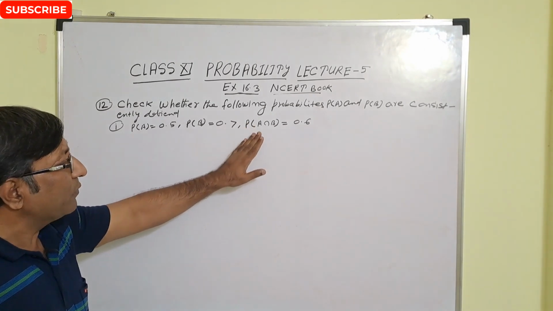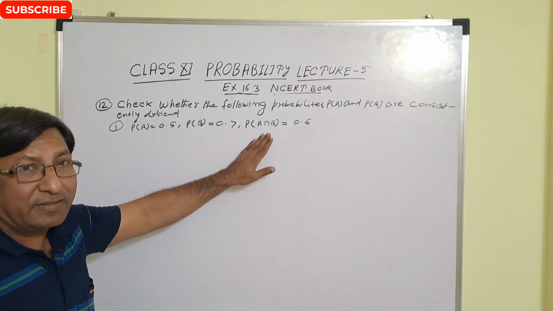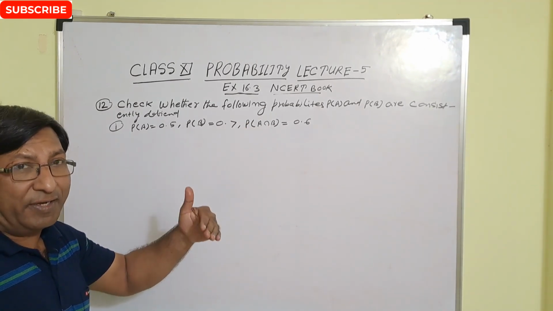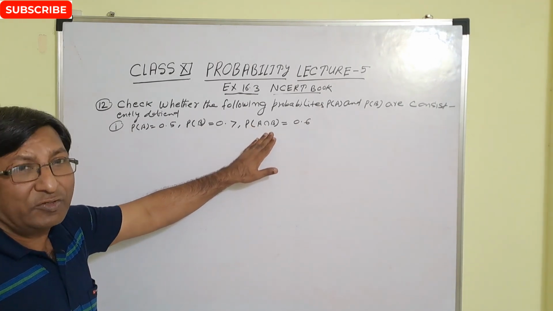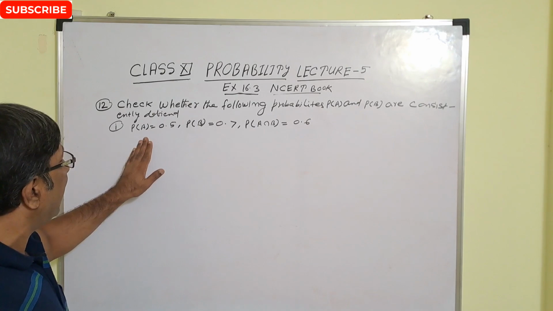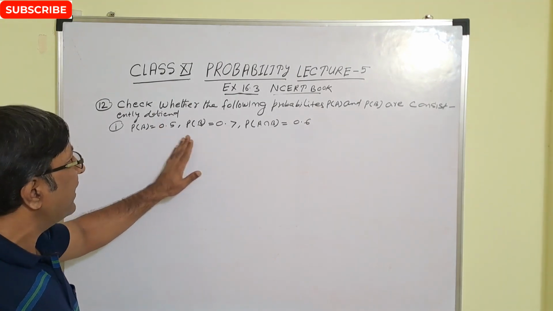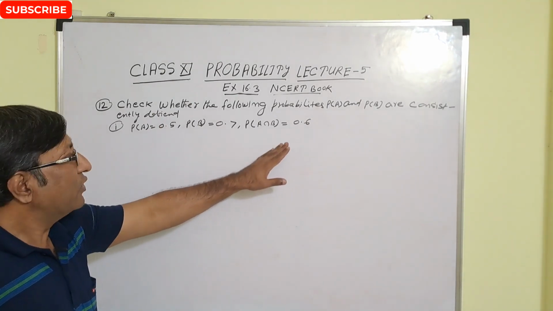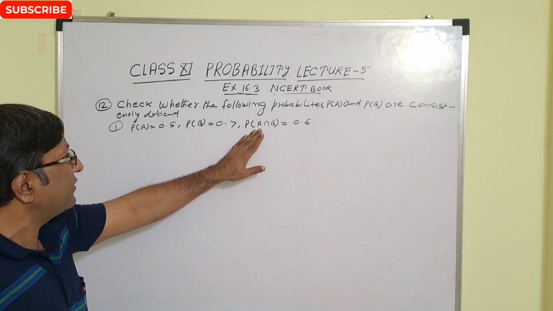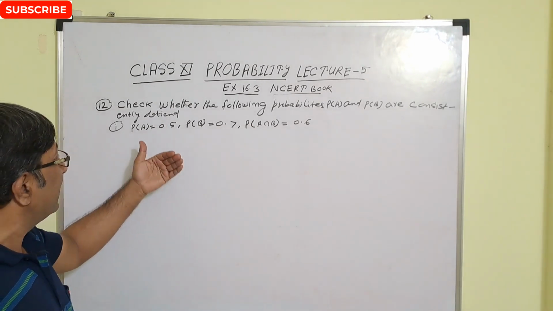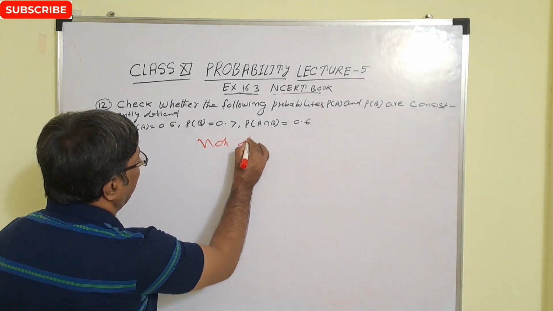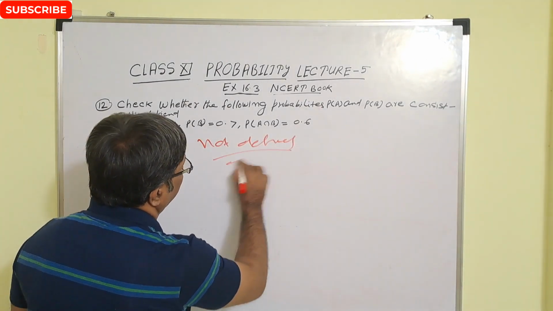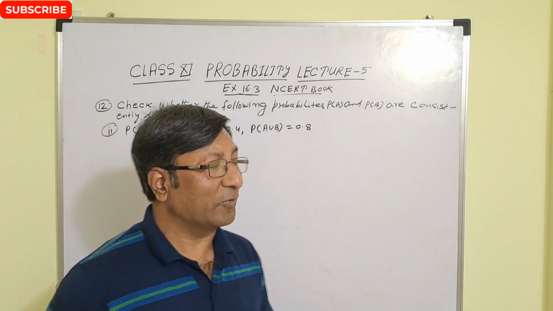Why? Because probability of A intersection B should always be less than or equal to probability of A and probability of B. So this probability is 0.5 and this is 0.6. So probability of A intersection B is greater than probability of A, so it is not defined. So our correct answer is: it is not defined.